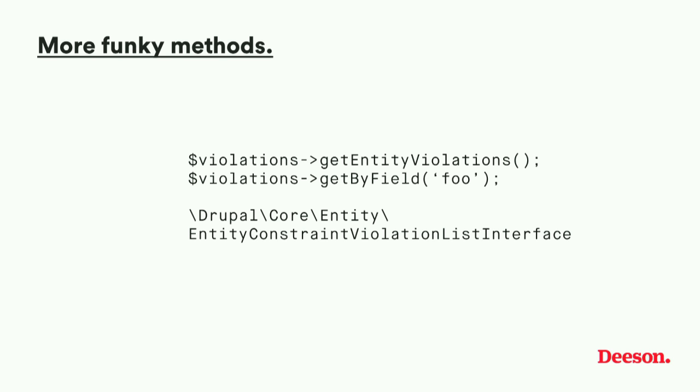There are some more funky methods you can use. You can get all of the violations that occur just on the entity level, or you can get all of the violations that occurred on a single field. If you want to read more about that, slides will be available later on. You can check out that interface.